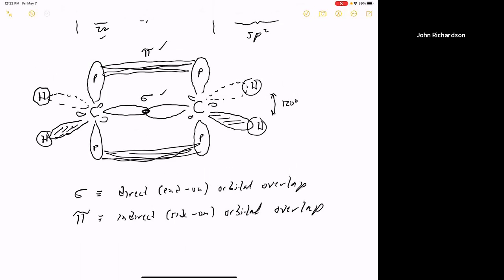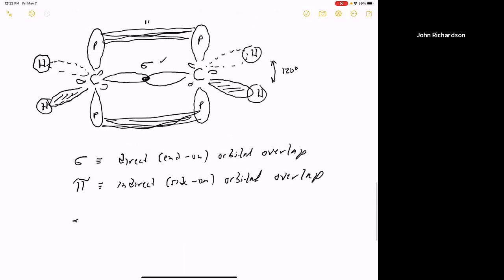So what does that tell me about a single bond like I have between the carbon and the hydrogen? Well, that involves direct orbital overlap. So that must be indicative of a single bond. Okay, so let's go ahead and put that down as well. A single bond, like we have between the carbons and the hydrogens, is indicative of a sigma bond, direct orbital overlap.